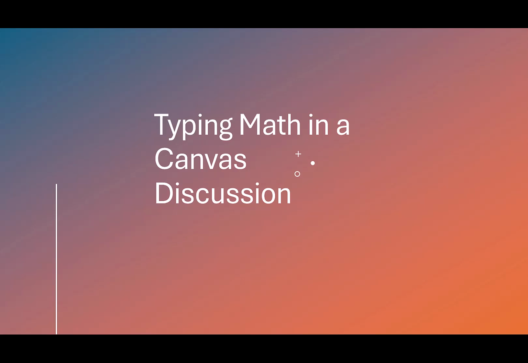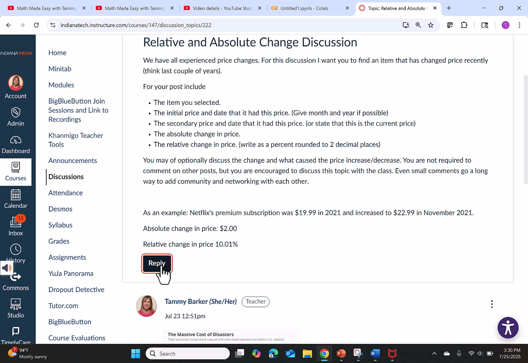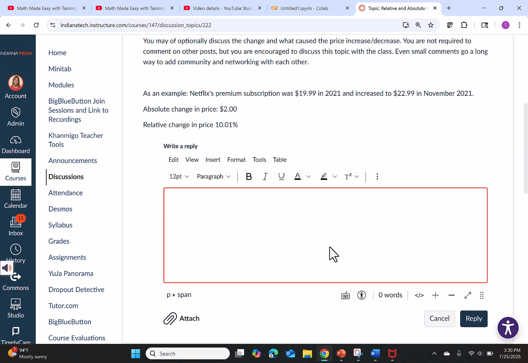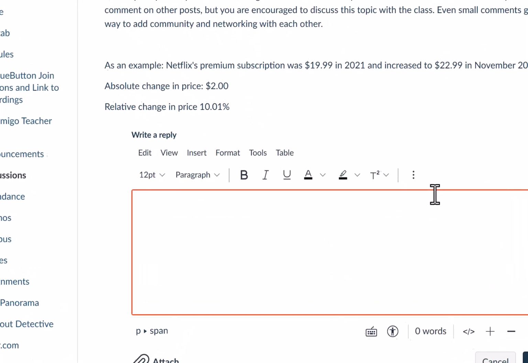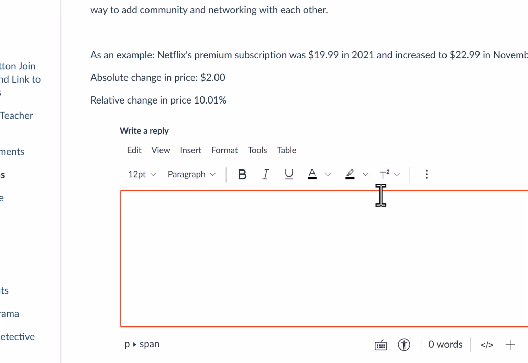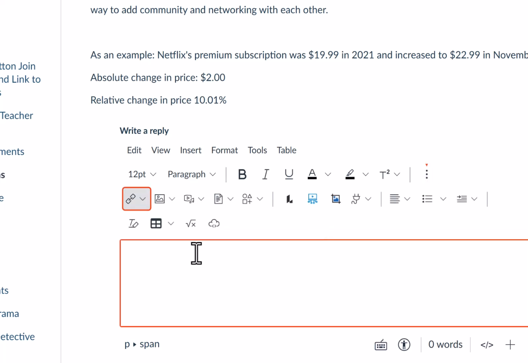Everybody, today I'm going to show you how to type math in a Canvas discussion. When we hit reply to a discussion, it will open up the text editor and you'll see a toolbar. Don't be fooled by the T-squared, it's not really going to help you do very much math. What you want to do instead is click on the three dots and look for the symbol that looks like the square root of x.